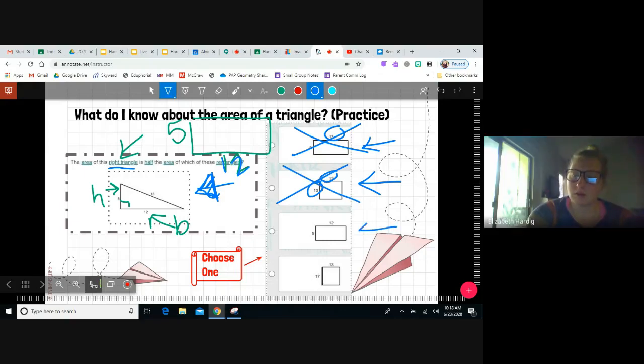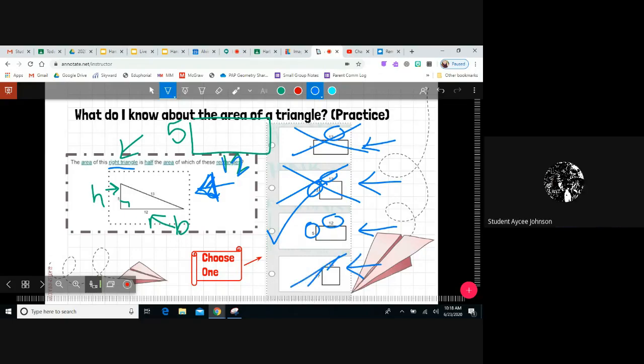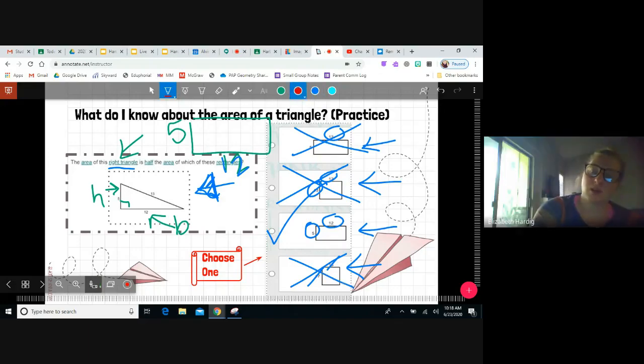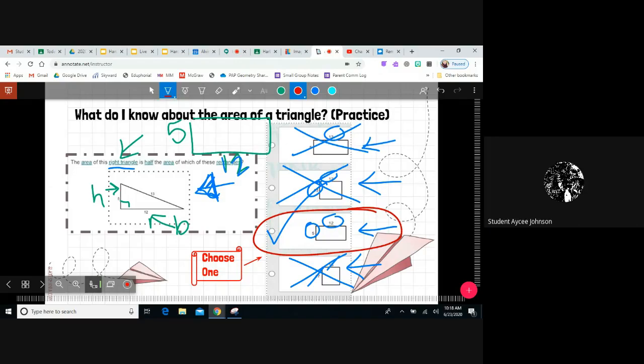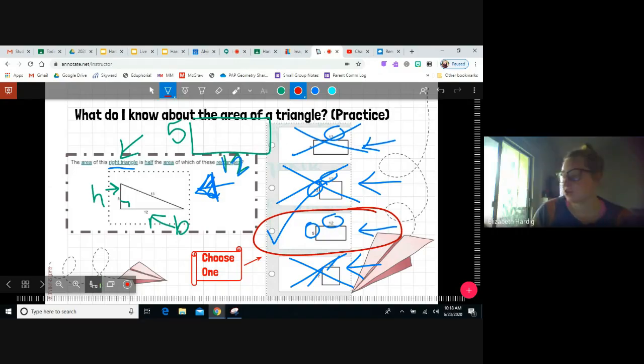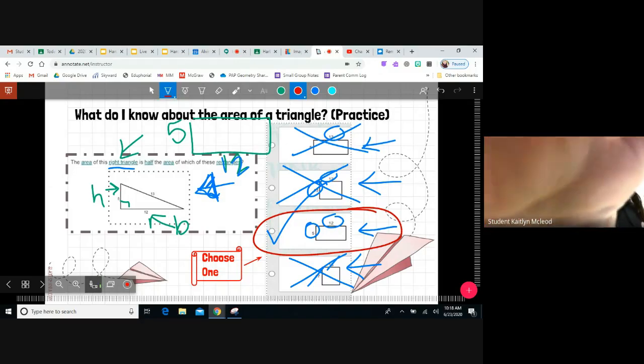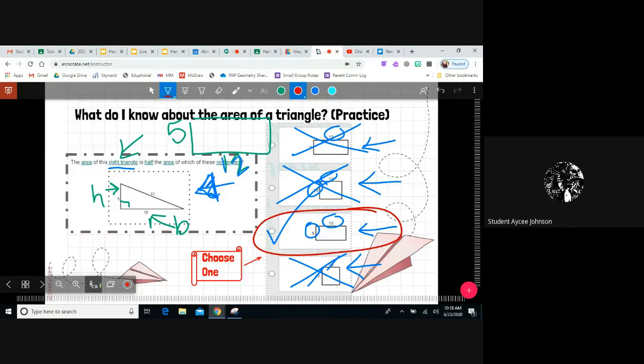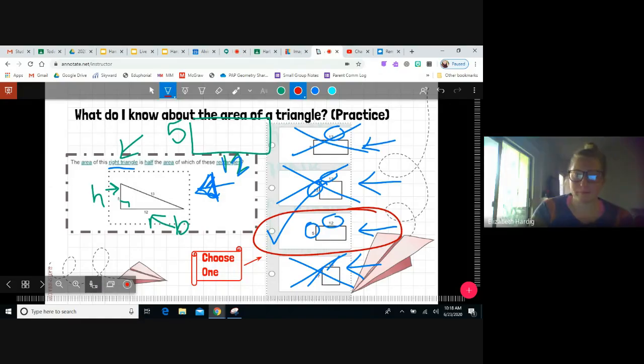Now the third one, I see the length of our base is 12 and the height is 5, so this looks good so far. And we look at our last one, and 13 is long, so it's 17, so it does not match. So the rectangle that matches the triangle would be that third one. Are there any questions on this?